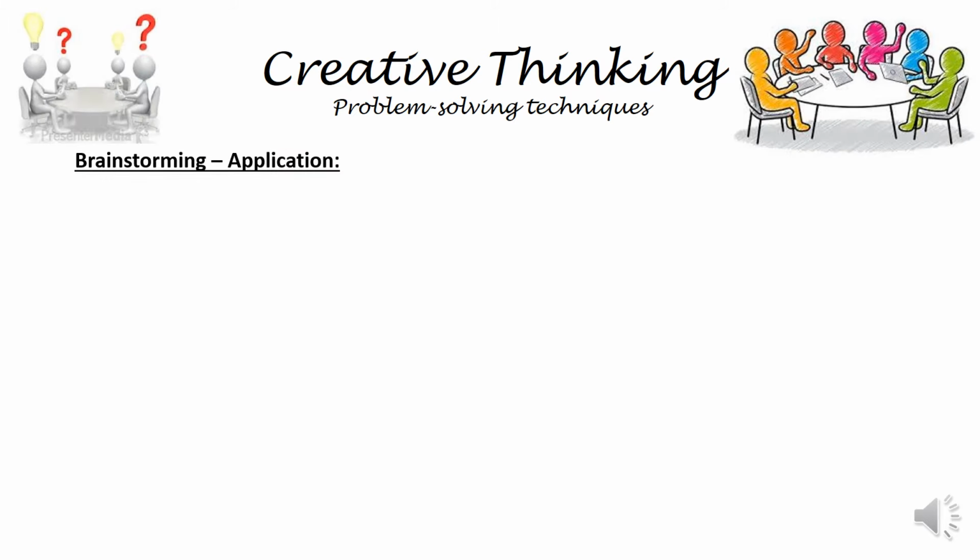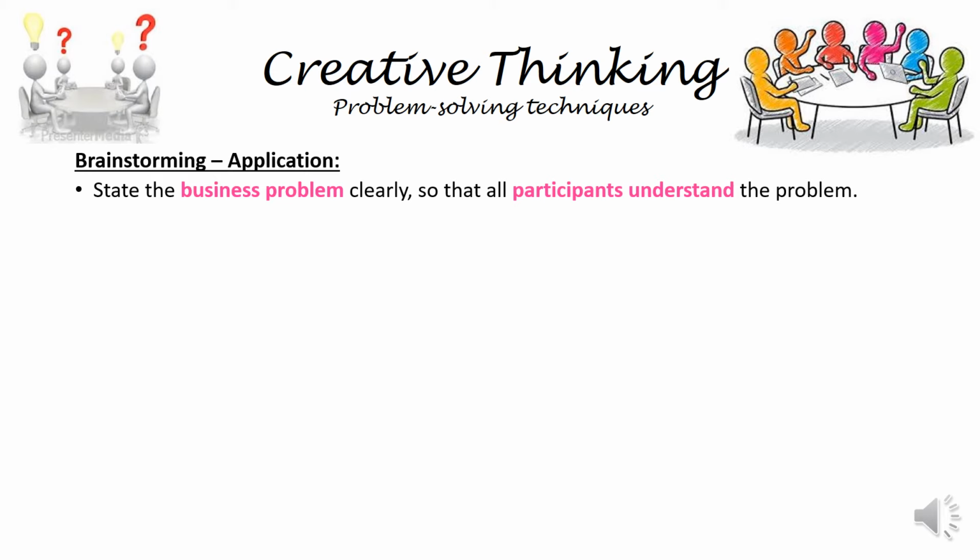Right, so the next problem-solving technique is brainstorming. If we look at the application of brainstorming, first of all, we need to state the business's problem clearly so that all participants understand the problem. With brainstorming, same as with the force field analysis, we are also going to be making a group of people that is working within the business itself. All right, so once we want them obviously to come up with a solution, they first need to understand what the problem is. They can't find a solution to a problem they don't even know exists. So it's very important that we state the business problem clearly. We explain to them what the problem is so that everybody in the group understands the problem.